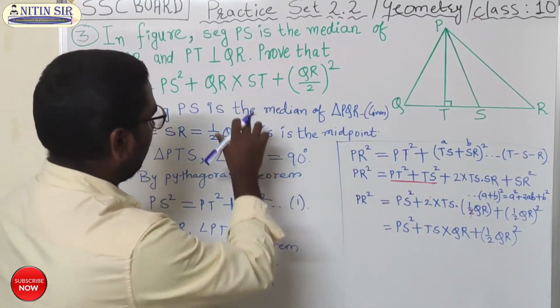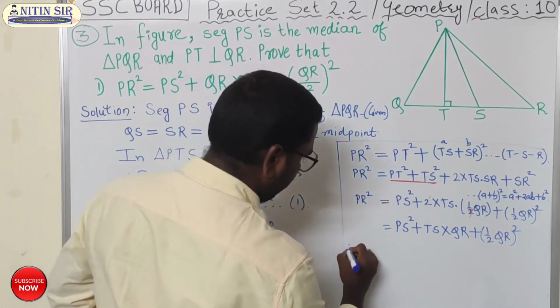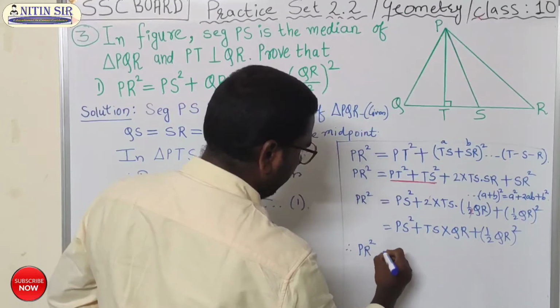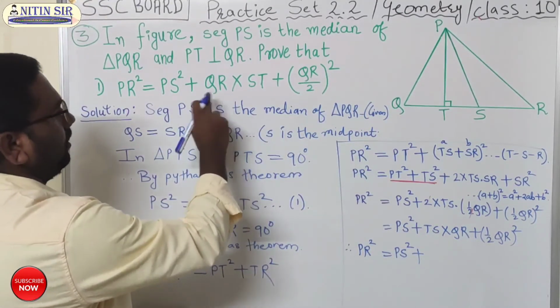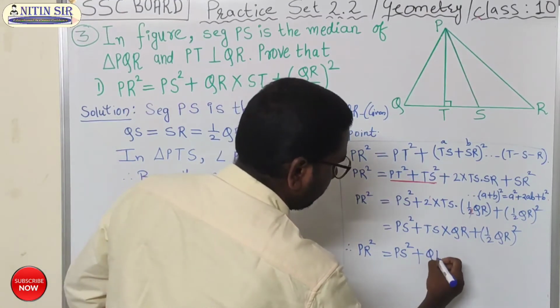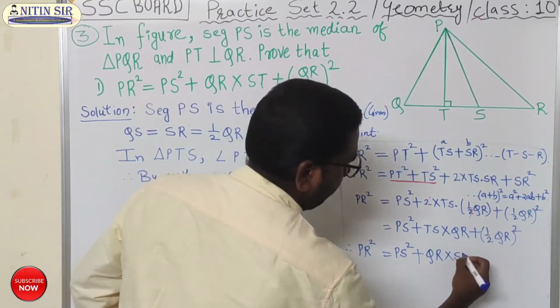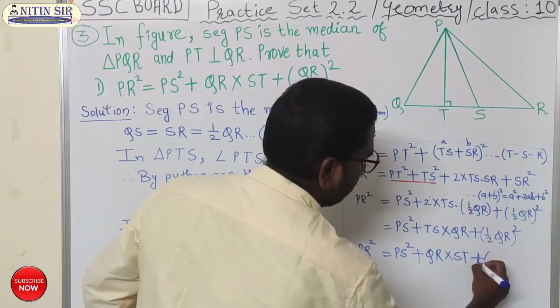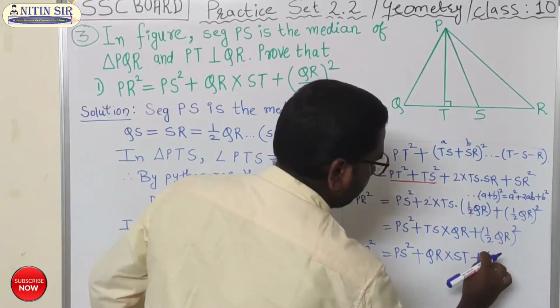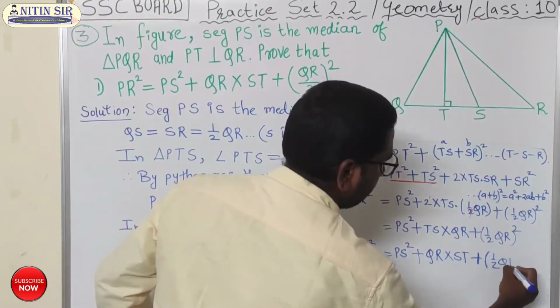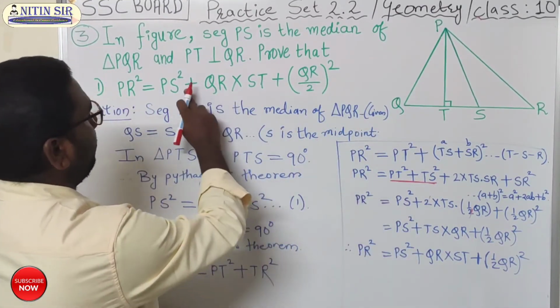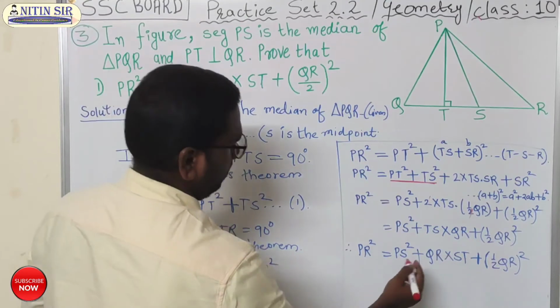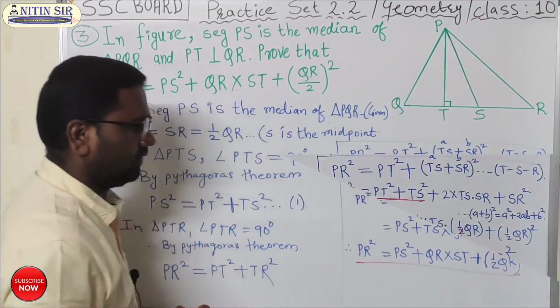We arrange this equation like our answer. So therefore PR square is equal to PS square plus what you want? QR. So QR first into TS or ST, same, ST plus half QR square. So PR square is equal to PS square plus QR into ST into half. This is the answer.